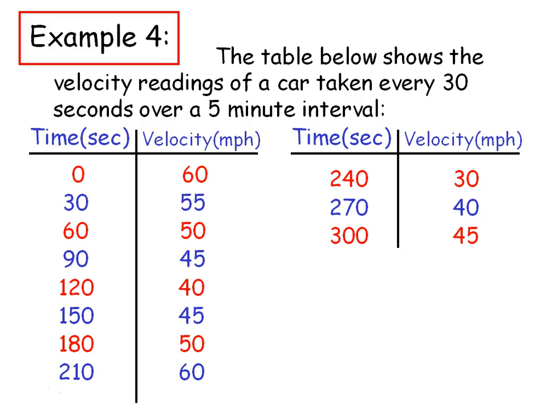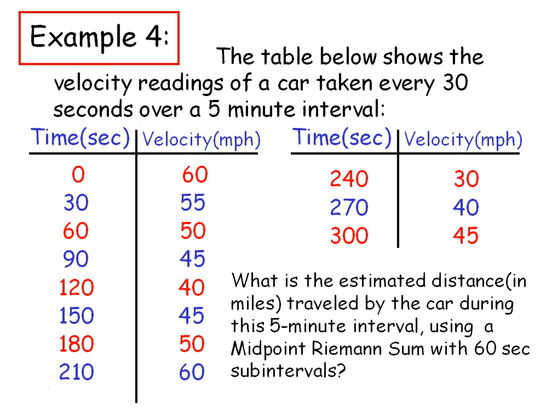And after 300 seconds, this is over a 5-minute interval, so that would be 300 seconds, the car is traveling 45 miles per hour. So what is the estimated distance in miles traveled by the car during this 5-minute interval, using a midpoint Riemann sum with 60-second subintervals?